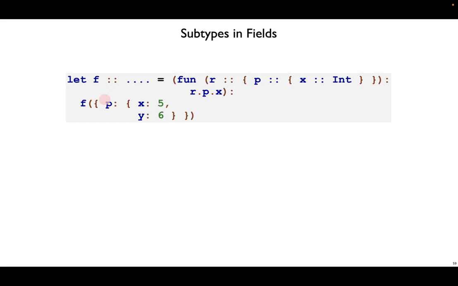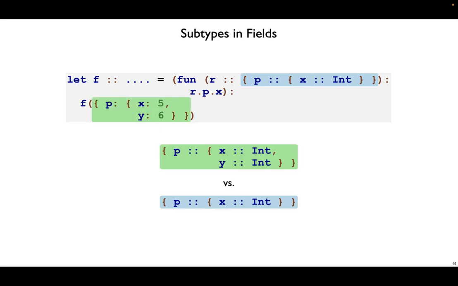Suppose we call this function with a record p that maps to a record that has an x field, but then also has a y field. Intuitively, this application should be well typed. Our function expects an argument with this blue type, and we've passed in this green type that has extra information. But the way we've written our subtyping relation, this is not allowed. Our green type would get rejected.